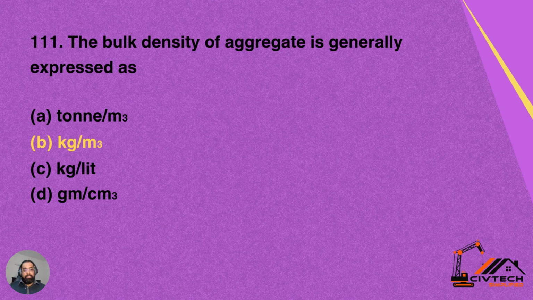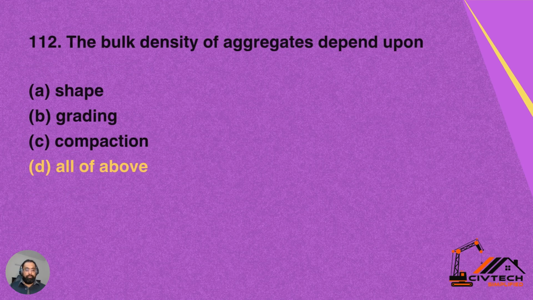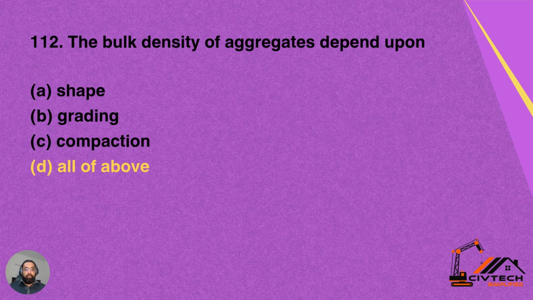Question 111. The bulk density of aggregate is generally expressed as. So what is the unit of bulk density of aggregate? Option A, ton per meter cube. Option B, kg per meter cube. Option C, kg per liter. Option D, gram per centimeter cube. So the unit for bulk density of the aggregate is kg per meter cube. Option B is the correct answer for this question.